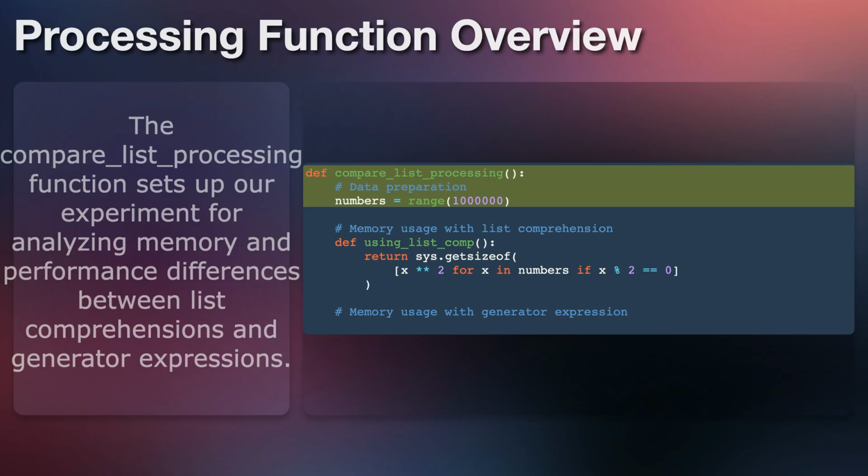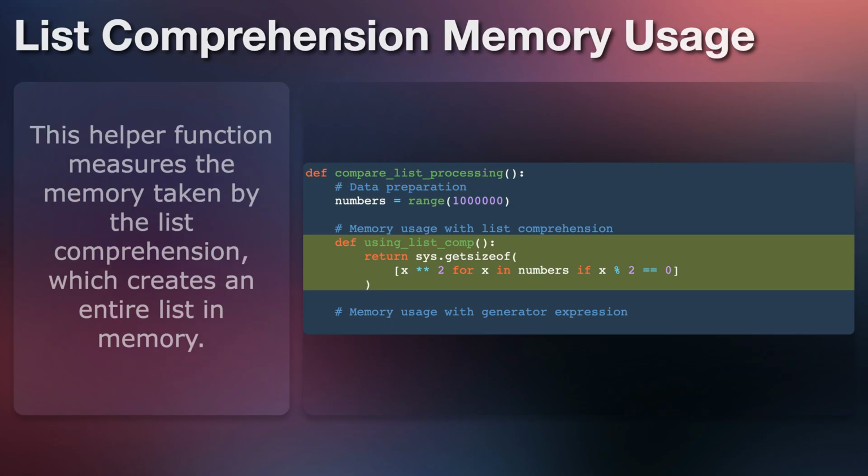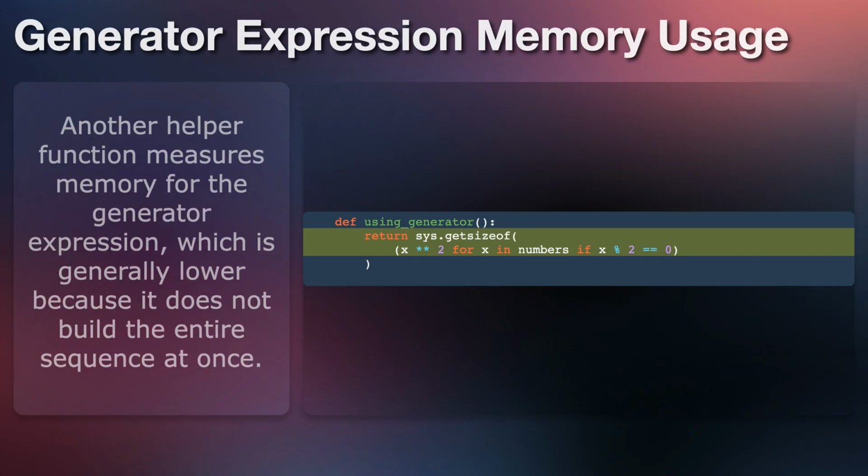The compare list processing function sets up our experiment for analyzing memory and performance differences between list comprehensions and generator expressions. This helper function measures the memory taken by the list comprehension, which creates an entire list in memory. Another helper function measures memory for the generator expression, which is generally lower because it does not build the entire sequence at once.